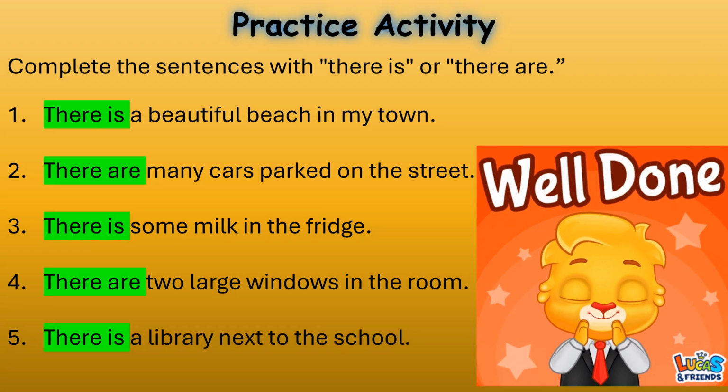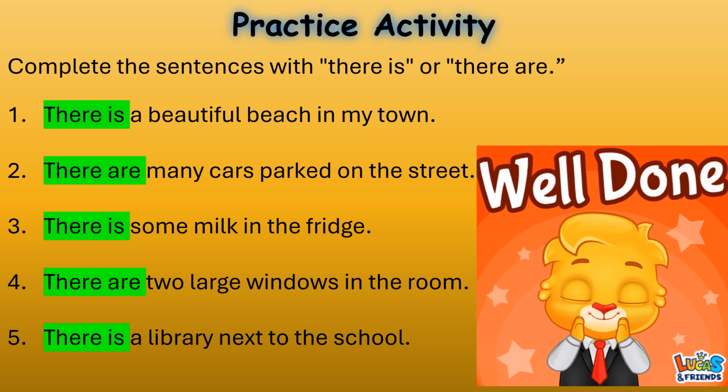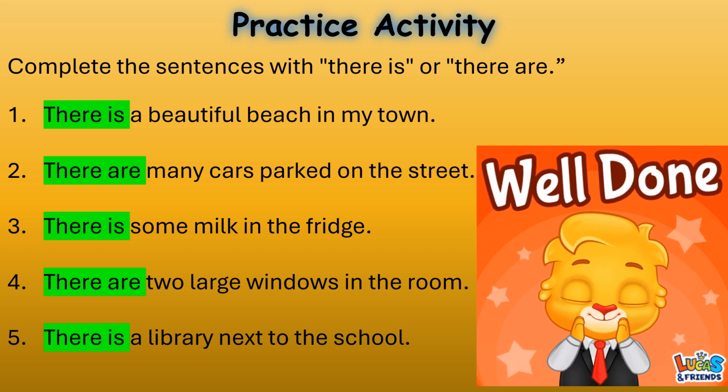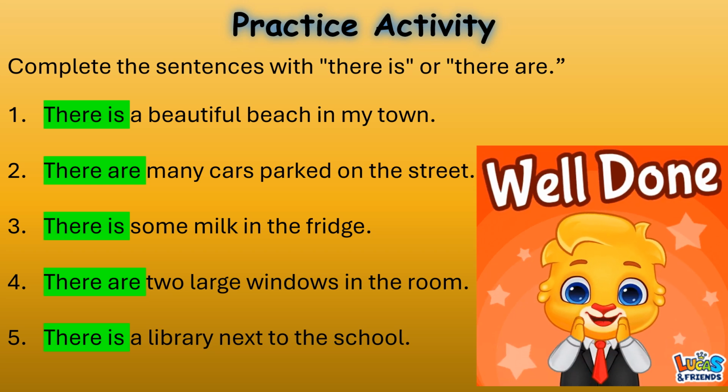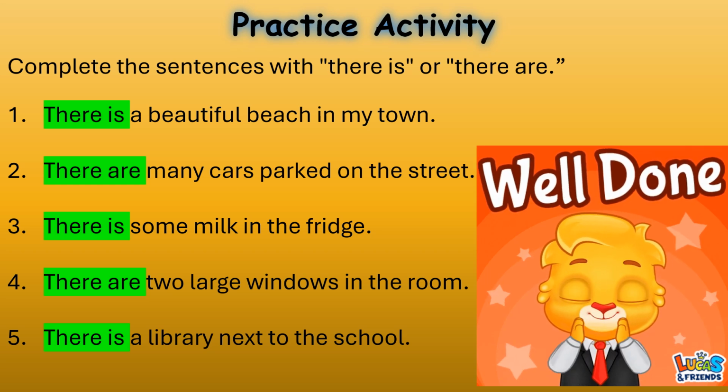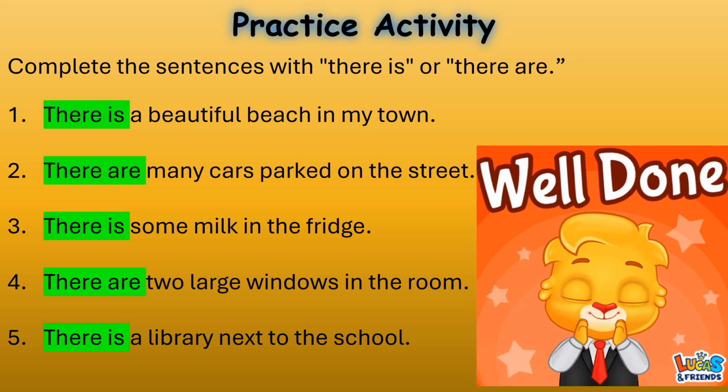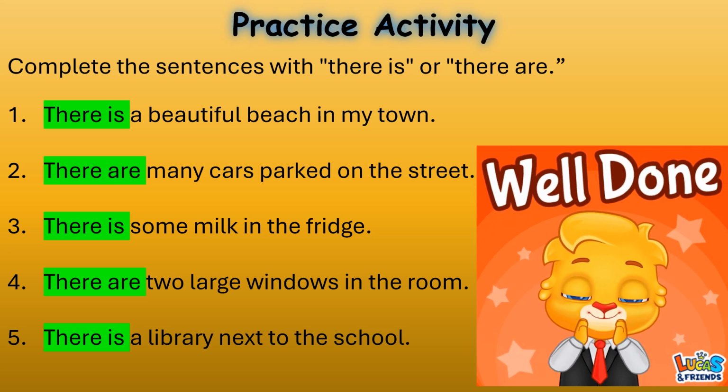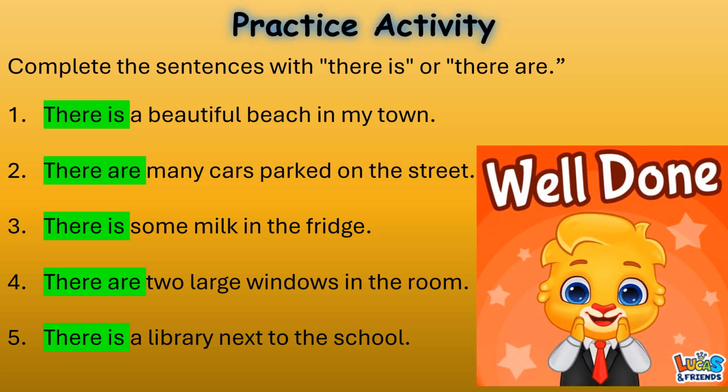Here are the answers. If you got these answers, then well done. There is a beautiful beach, because there is only one beach. That's why we are using there is. How do we know it's one beach? Because the word a is written there. A is used when you are talking about only one thing.